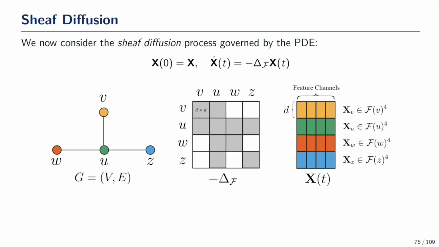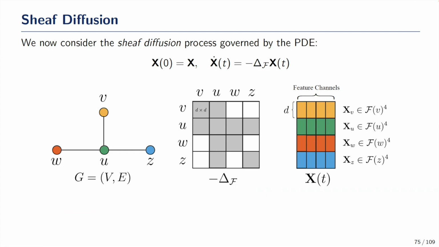Okay, so let's get to the machine learning part. Now we can consider a diffusion equation on this sheaf, and algebraically it looks exactly the same as what we had before, the same equation. All that changed is just this subscript.